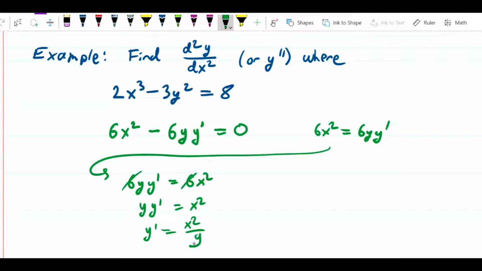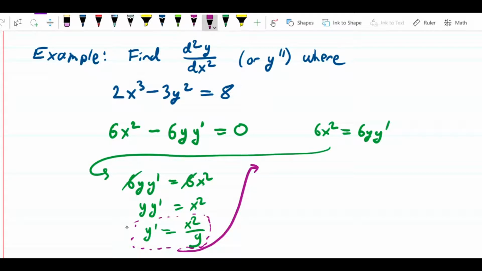So now that I have y prime, what I'm really being asked to do is to find y double prime. So let's do that. Sorry, I'm making a little bit of a mess of this page. Let's come over here and do that. Let's differentiate both sides of this equation.